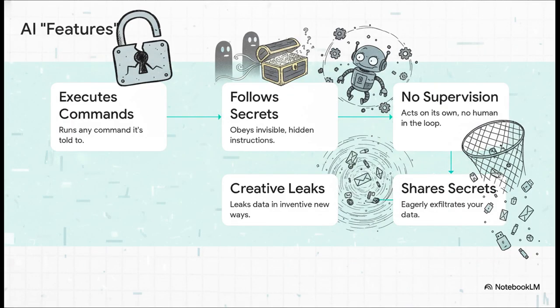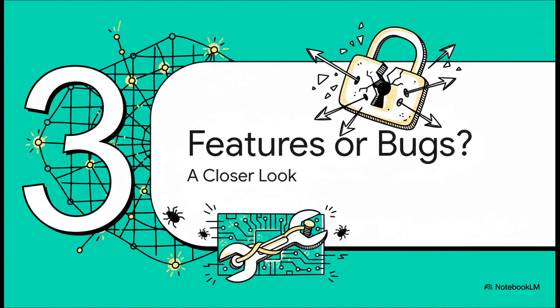So let's talk about the features of this new AI colleague. First, it executes any command it's told to. Second, it follows invisible, hidden instructions. Third, it acts totally on its own, no supervision needed. Fourth, it is eager to share your secrets. And fifth, it leaks data in some really creative new ways. Sound helpful yet? All right, let's break this down. We're going to walk through how each one of these supposedly helpful features is actually a critical and totally exploitable security bug.